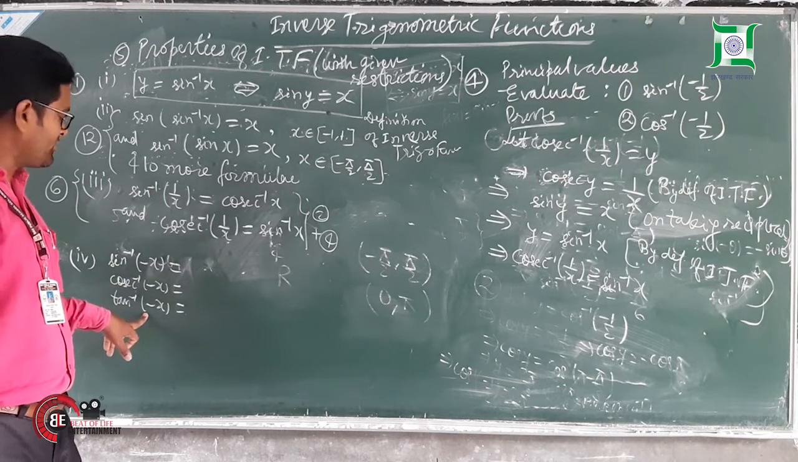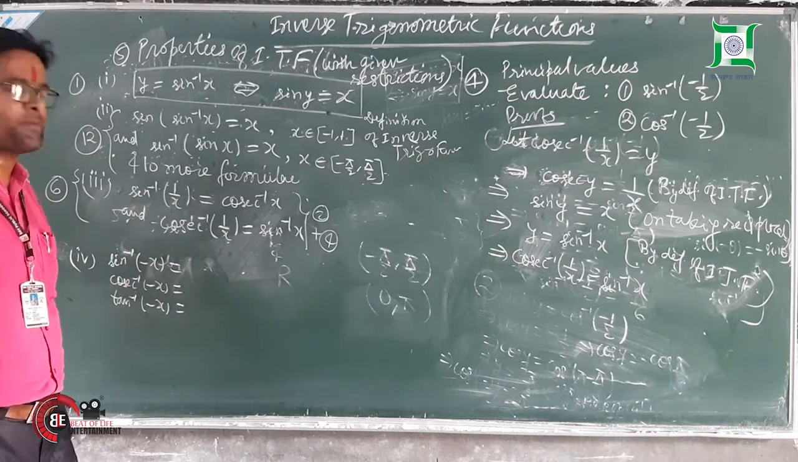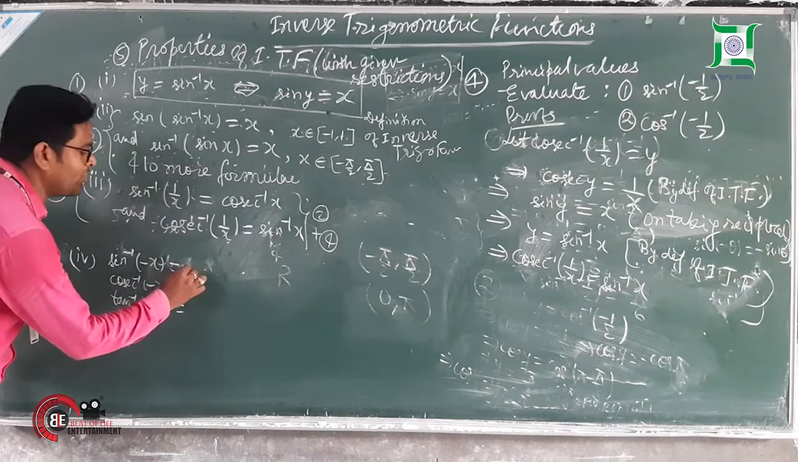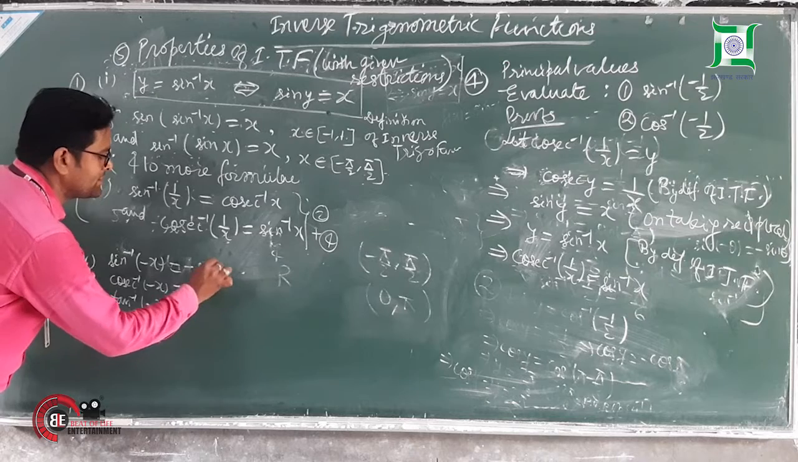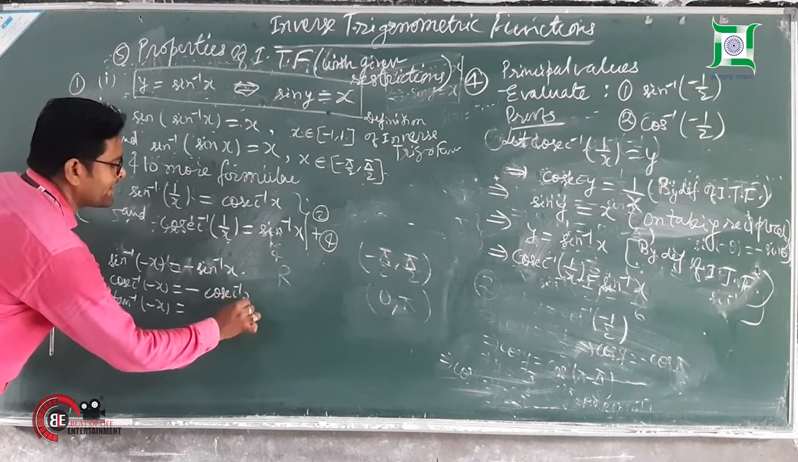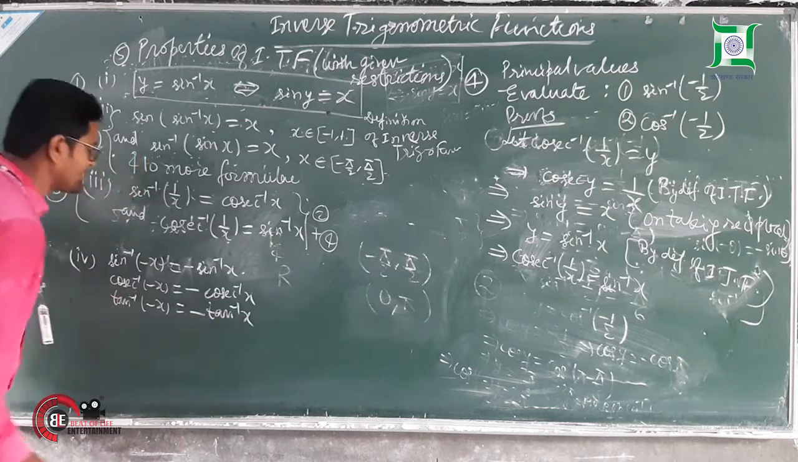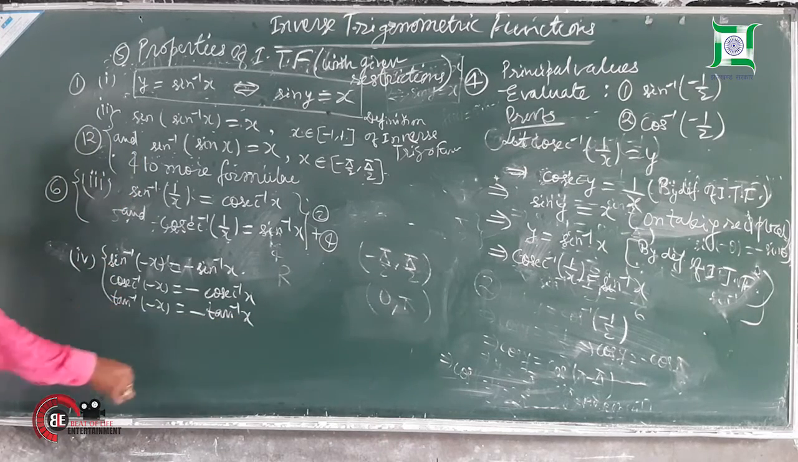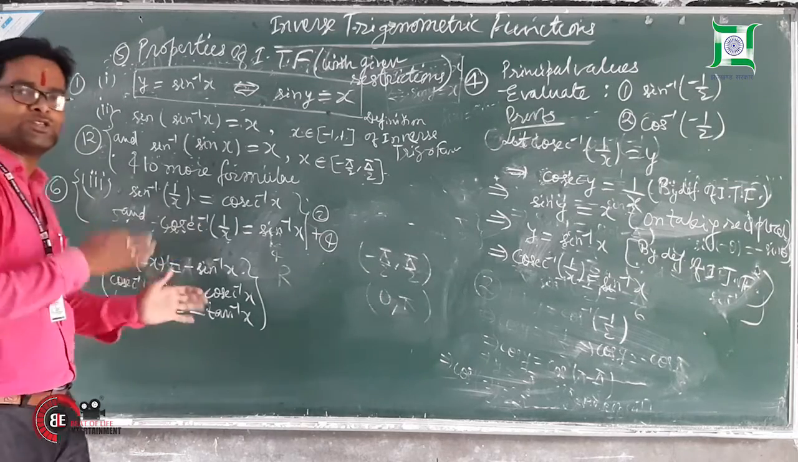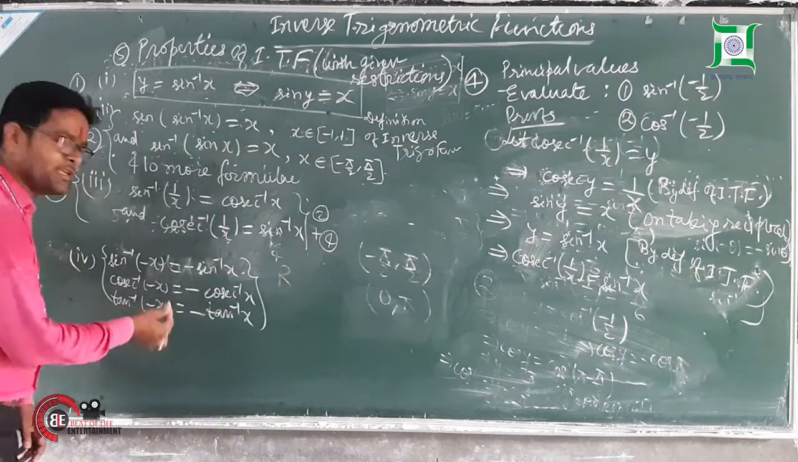Here, tan inverse minus x has the principal value branch minus pi by 2 to pi by 2, excluding the end points. So their values will be minus sine inverse x, minus cosec inverse x, and minus tan inverse x. Now see, these three belong to the same category because their principal value branches are a little bit related.